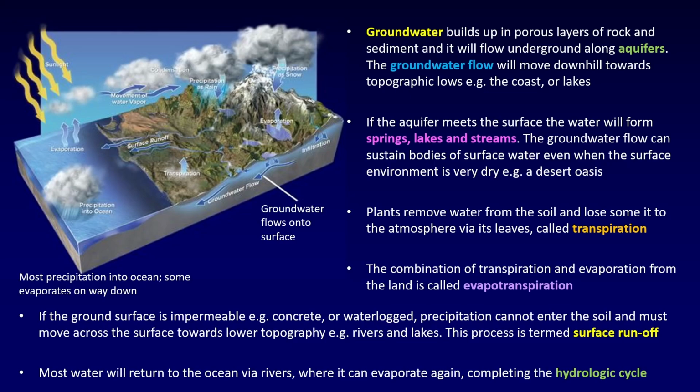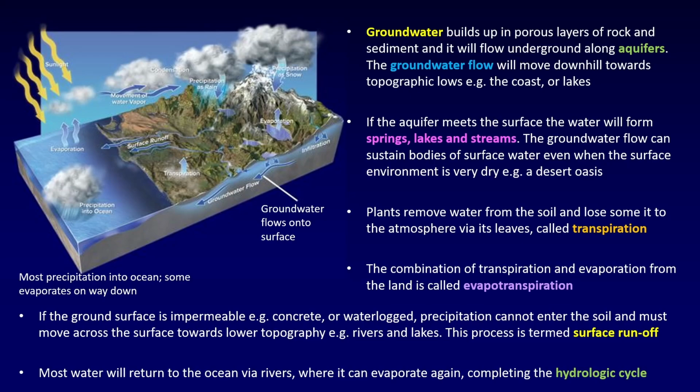Now, in the event that the ground surface is impermeable when the rain hits the ground, so let's say it hits some concrete, or the ground is waterlogged. So let's say earlier on there were several very heavy rainstorms, and so the soil that the rainwater is landing on is already completely saturated with water. It's full of it. You can't squeeze any more in there. So what's going to happen in that situation?